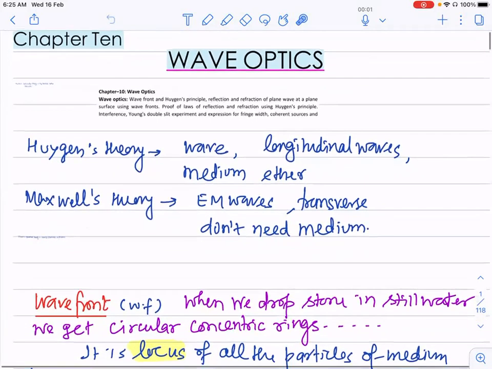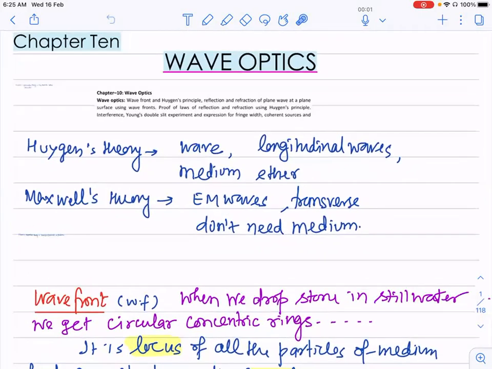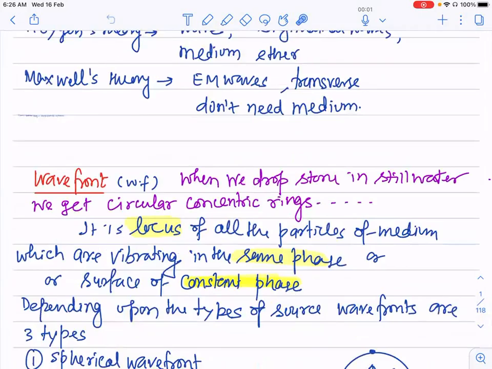Now, Huygens first gave the concept of wavefront. We have seen a wavefront when we drop a stone in still water, we get circular concentric rings. These rings are nothing but wavefronts, which are defined as the locus of all the particles of the medium which are vibrating in the same phase, or we can say a surface of constant phase. It is the surface obtained by joining the particles of the medium which are in the same phase.